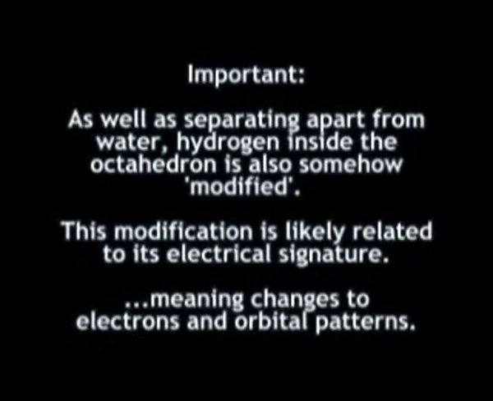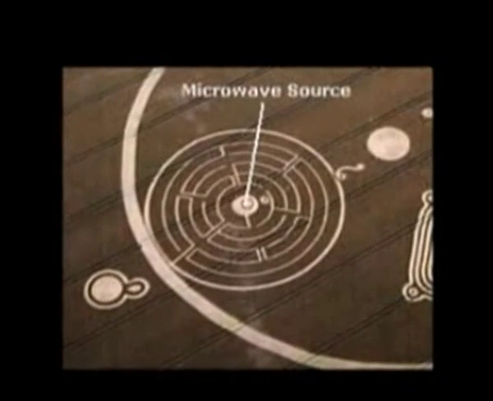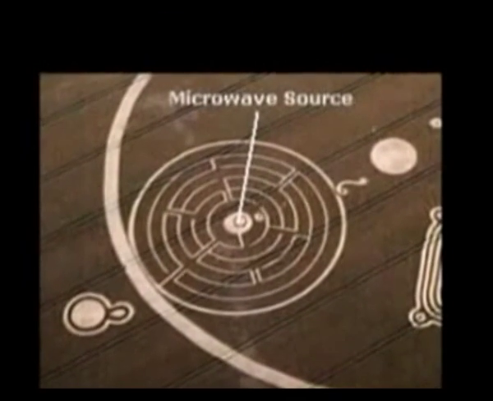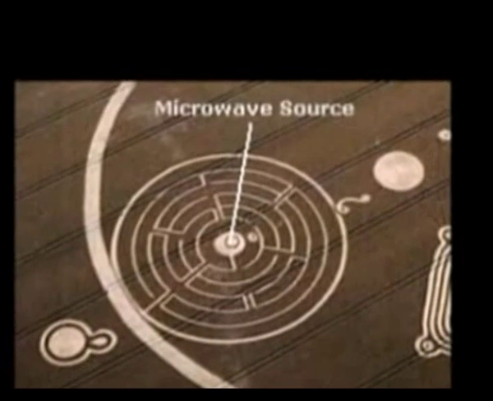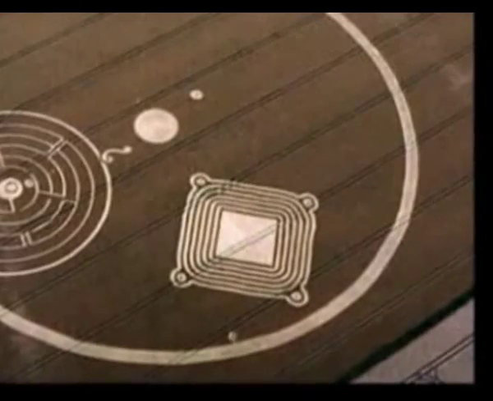While inside the octahedron, hydrogen is modified. This modification is likely related to its electrical signature, meaning changes to electrons and orbital patterns. One formation appears to contain technical information about this process. It also shows that microwaves are at least in large part responsible for the change. This occurs inside the octahedron, at the center of the water sphere.